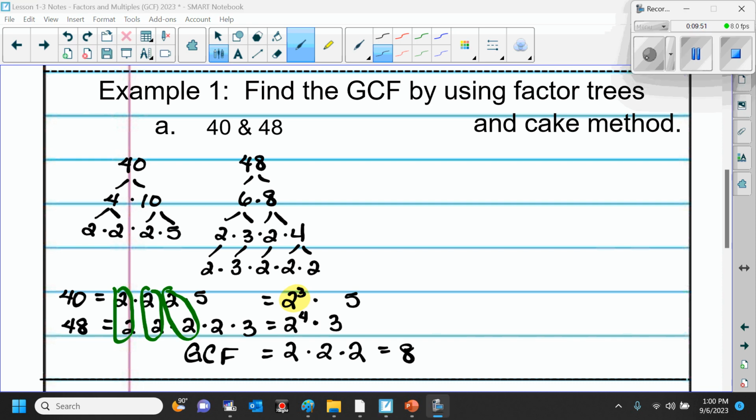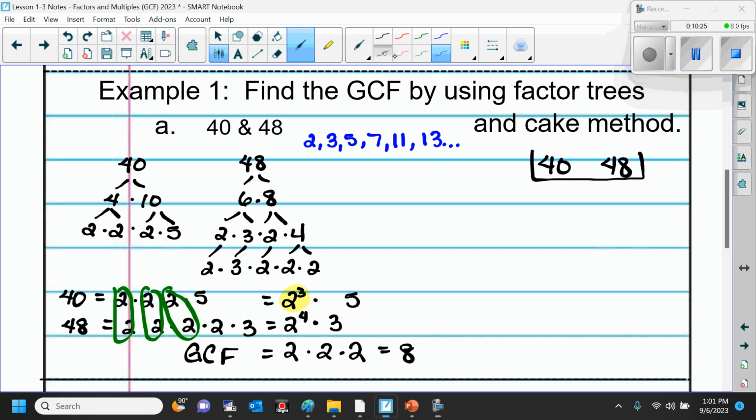So now I'm going to show you the cake method. We're going to use the same numbers. And when we use the cake method, we use the numbers 40 and 48. And then we put a little box around it, like this. So that's the bottom of my cake. And then we're going to ask ourselves, what is a prime number that can be divided into 40 and 48? So, what can I divide into 40 and 48? 2. All right. So there's a 2.